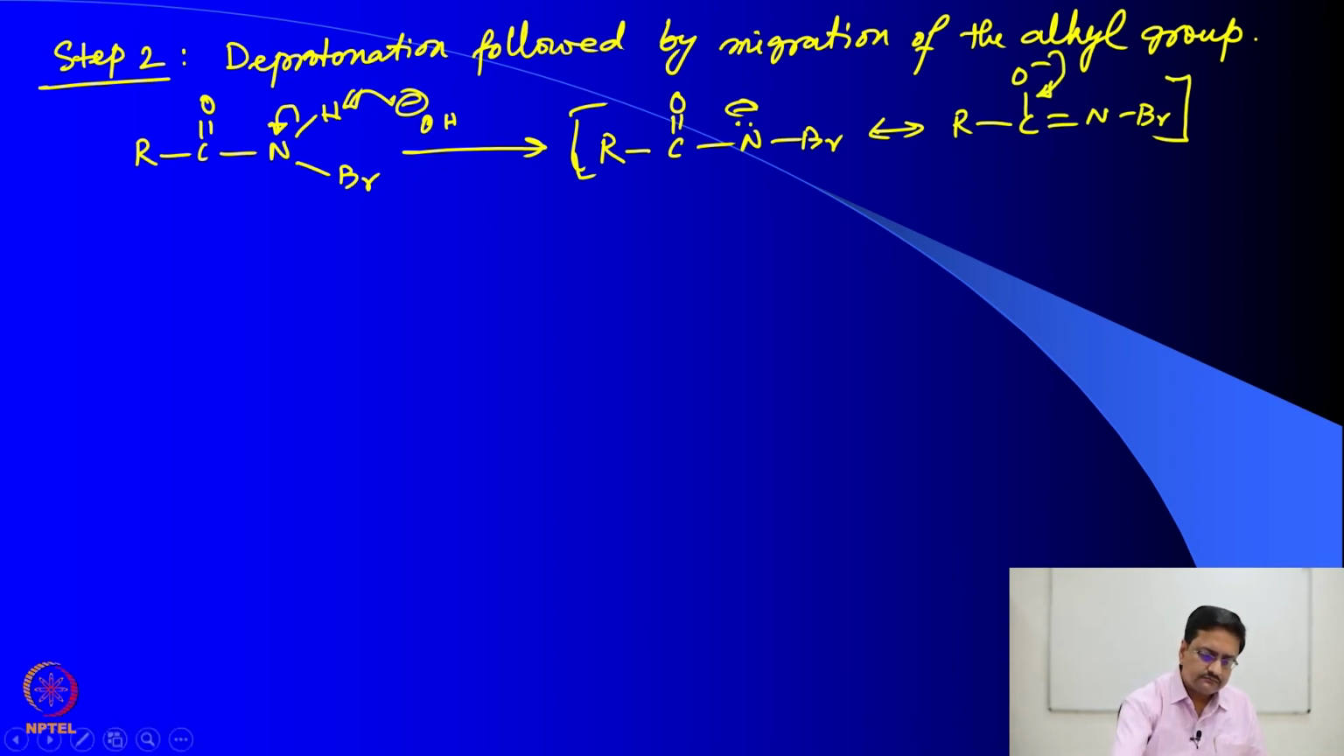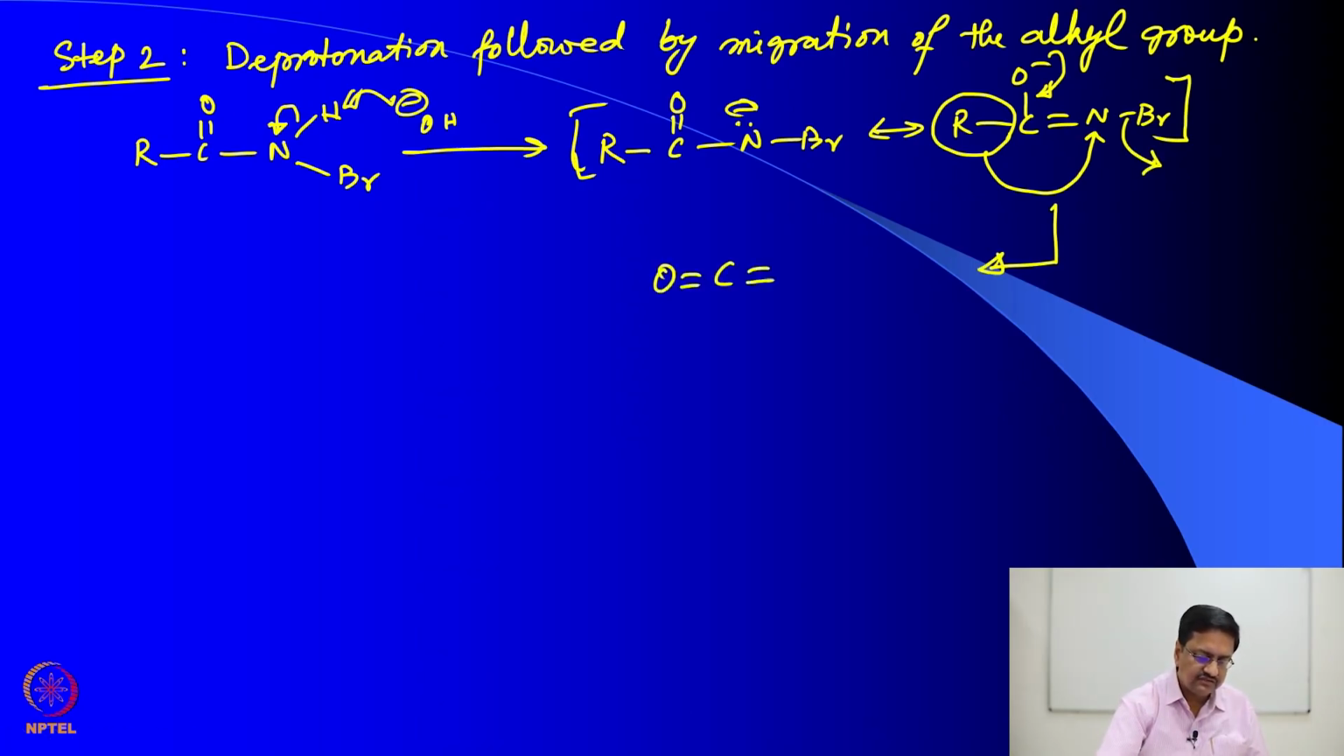This R group then migrates from carbon to nitrogen and bromine is eliminated in this step. So, we end up getting a compound which is this one. This compound is called isocyanate.